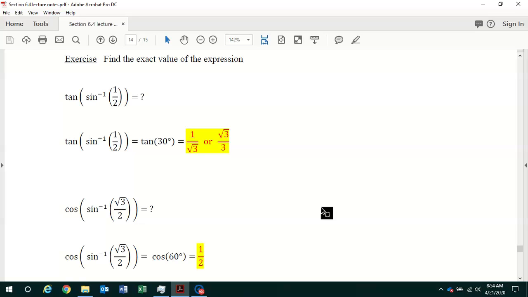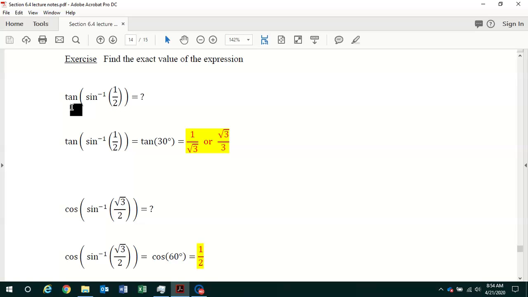Class, in this video, we pick up our discussion in section 6.4 of your textbook on the inverse trigonometric functions. So we're going to be starting at the top of page 14 of your note packet. On this page, we're going to be evaluating some mixed composite functions, where, like in the first example, we have the composite of the inverse sine function with the tangent function.